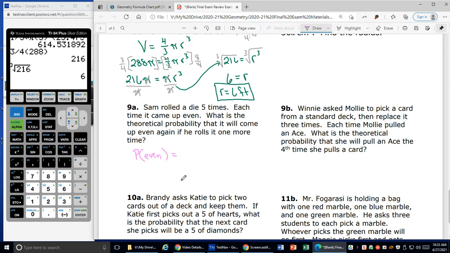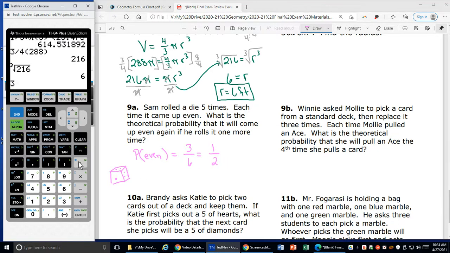Well, how many even numbers are on the die, right? So think about a die. A die is a cube that's got a 1 and a 2 and a 3 and a 4 and a 5 and a 6 on it. So half of them are going to be even: 2, 4, and 6. There are 3 even numbers on the die out of 6 total numbers on the die. So my probability is going to be 3 over 6, which is 1/2.